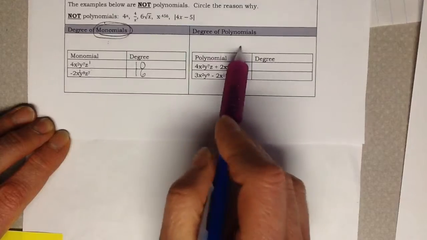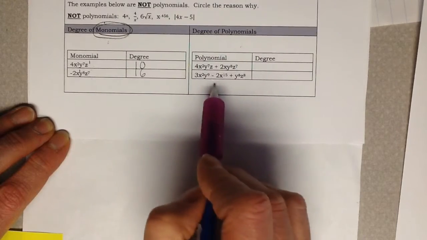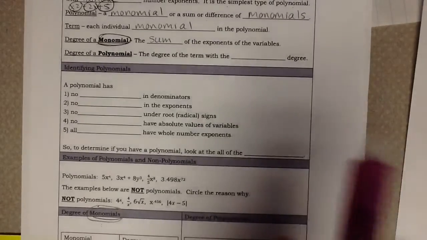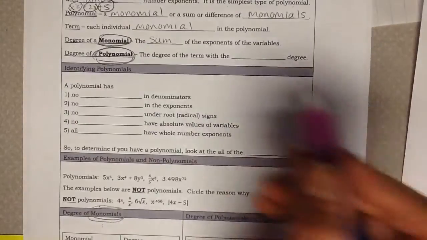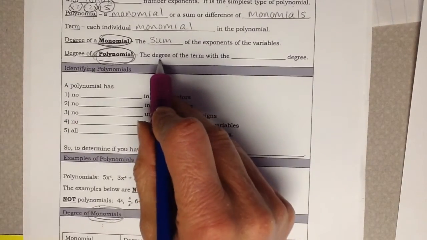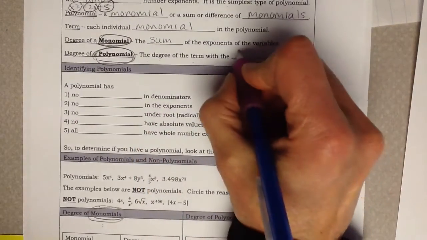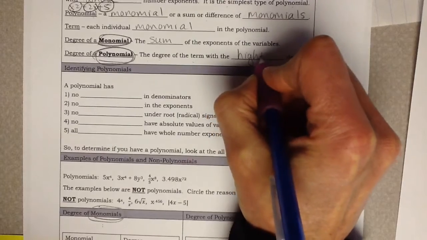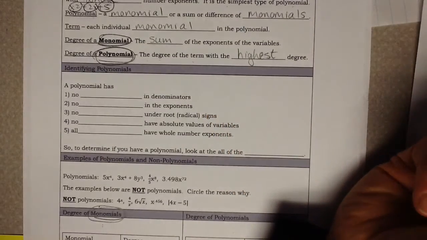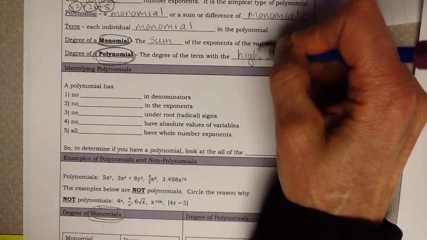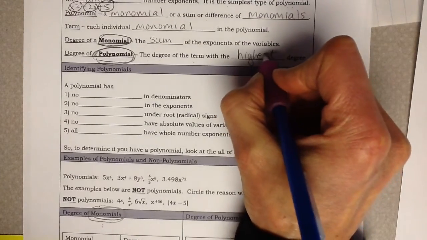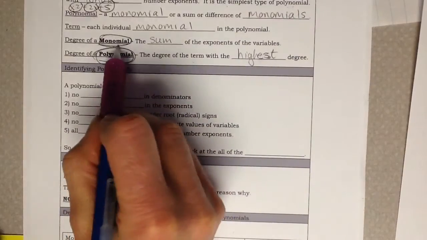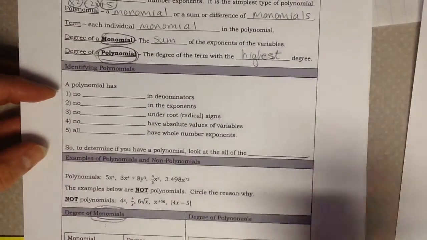Now the way that we find the degree of polynomials when there's more than one term is different. Let's go back up where our definitions are, or vocabulary. The degree of a polynomial, so this is the degree of the term with the highest degree. So what we're going to do, there can be more than one term in a polynomial. So we're going to look at each individual monomial. We know how to find the degree of a monomial, and then we're going to pick the highest.